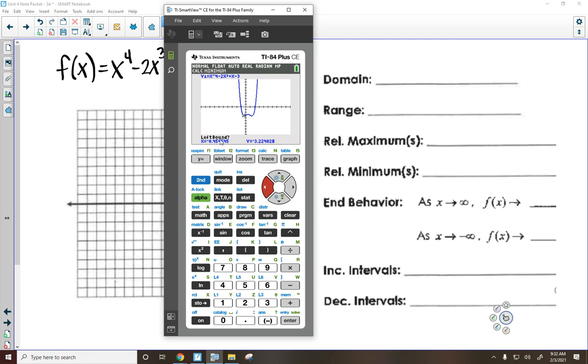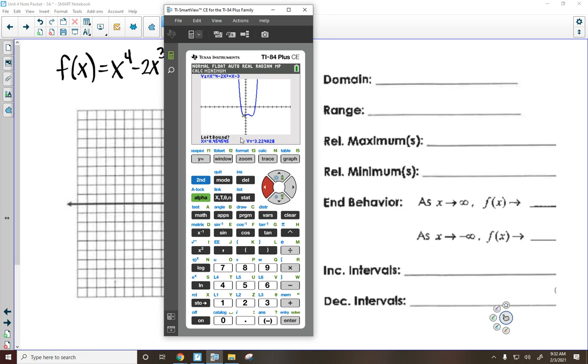To help you place the cursor correctly, or maybe I should back up and say the calculator is asking you to select a point on the left side of the minimum, then on the right side, and then it's going to run the algorithm to find the minimum value between.